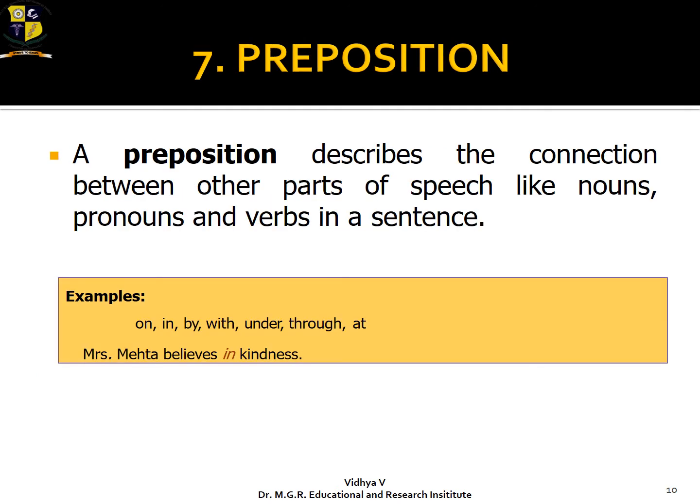Next is preposition. Preposition describes the connection between other parts of speech, like nouns, pronouns, verbs, etc. in a sentence. Prepositions examples will be on, in, by, under, above, over. Example. So Mrs. Mehta believes in kindness. So in is a preposition here.